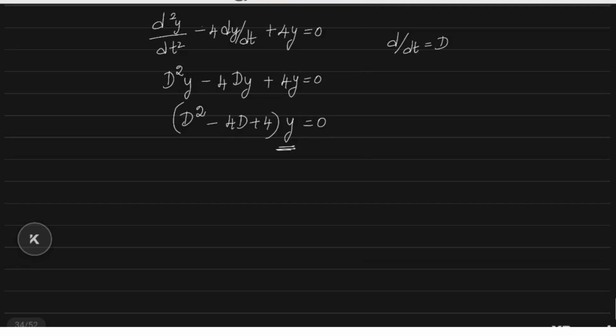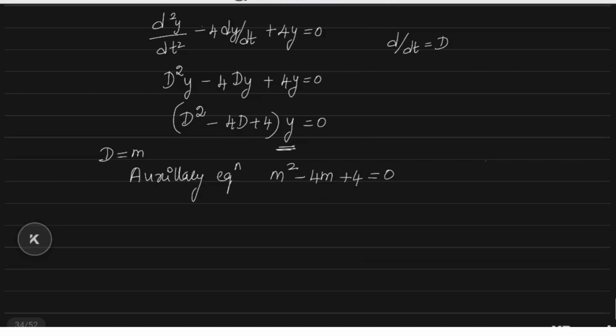For that, we have to take D as m. Replacing D as m is called the auxiliary equation. Just write it as a quadratic equation, removing the y's too. So here it will be m square minus 4m plus 4 is equal to 0. Now you can see that everything is in terms of m. So now we are going to find the roots of the equation.